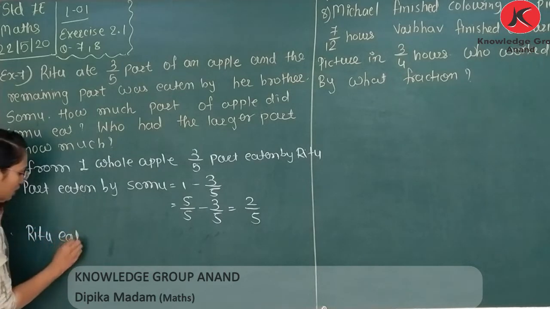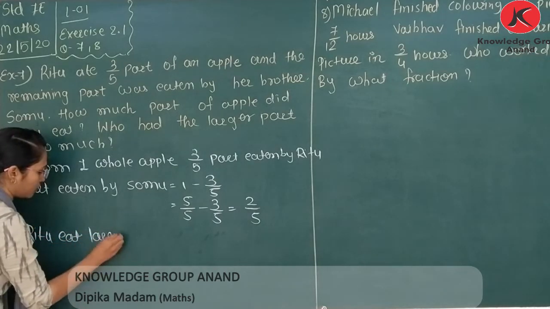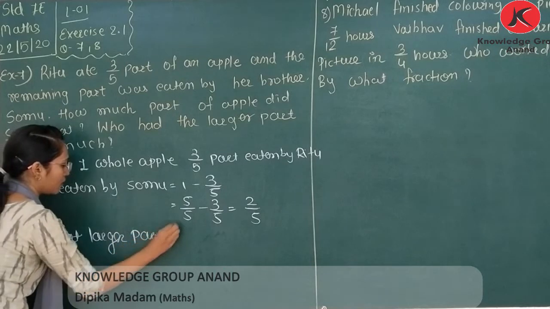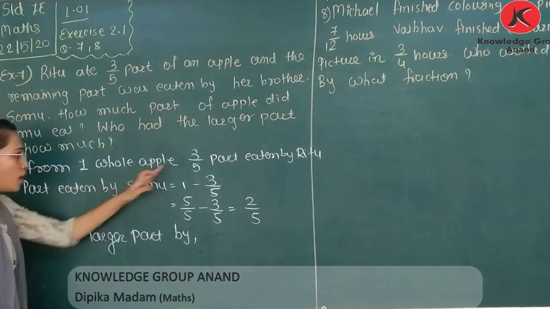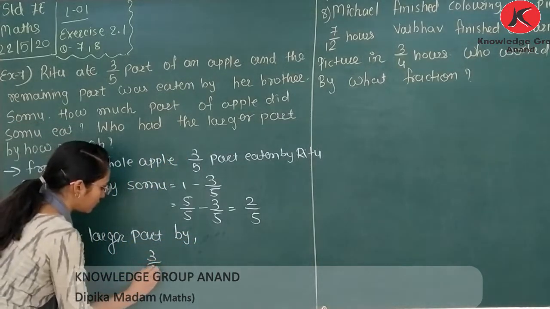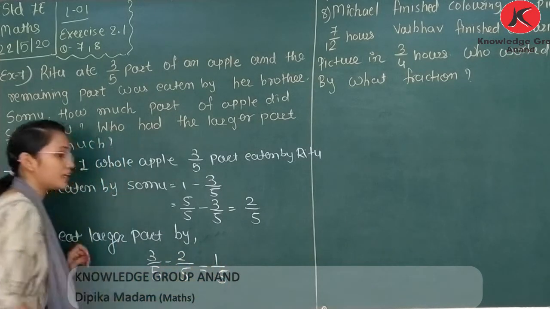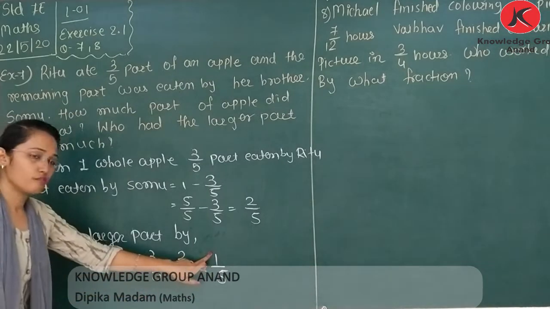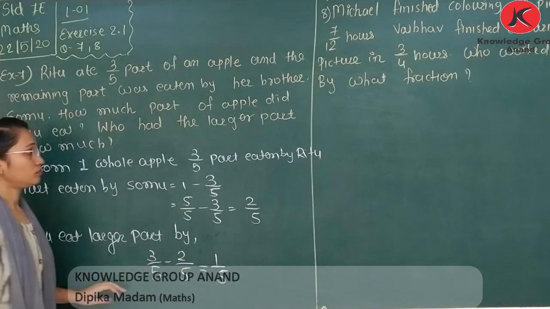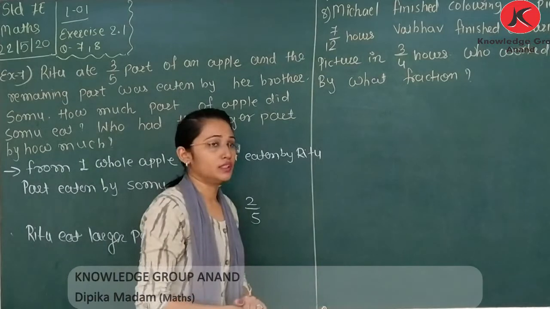So we can write: Ritu ate the larger part. By how much? From Ritu's part, subtract Somu's part, that is 1 by 5. It means Ritu ate how many parts more? 1 part. Okay. Now next example.